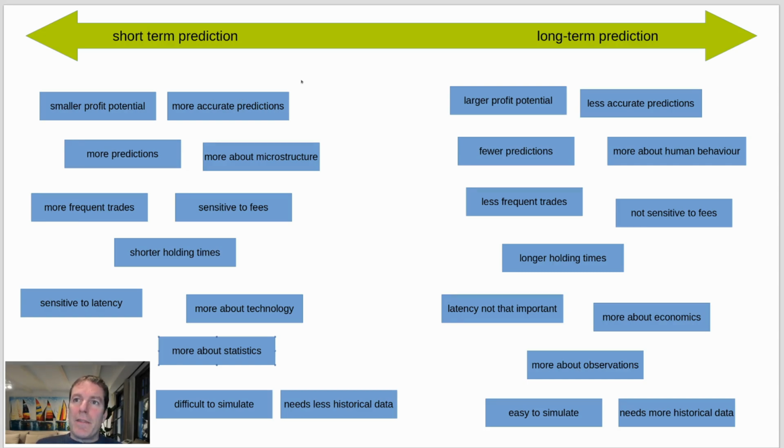But interestingly, at the short-term end, your predictions can be more accurate. There's much less noise and stuff creeping into the system if you're only predicting a brief distance into the future, and also you're going to be making more predictions. Low frequency trading, your predictions are less accurate and you're going to be making far fewer of them.